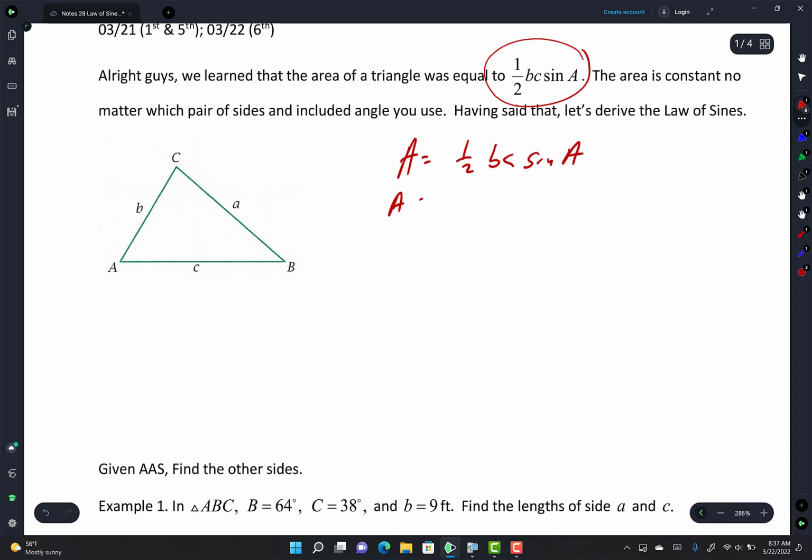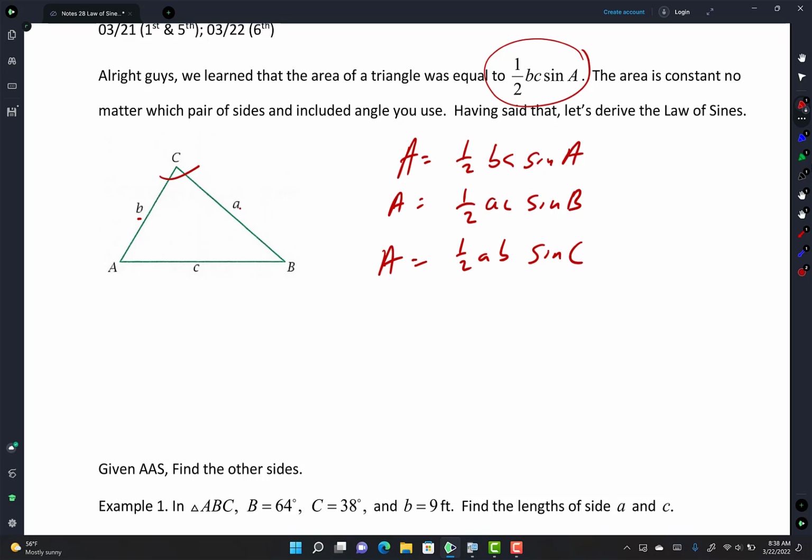So here's another one. 1/2, and I'm doing the same triangle. If I use sine B, I need A and C, so 1/2 AC sine B. And if I do angle C, then I need side A and B, so 1/2 AB sine C. Do you guys agree that all three of those will give you the same area of that same triangle?